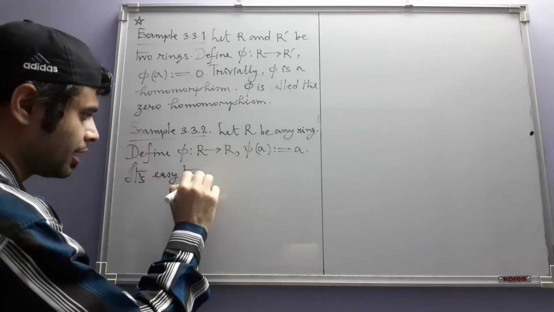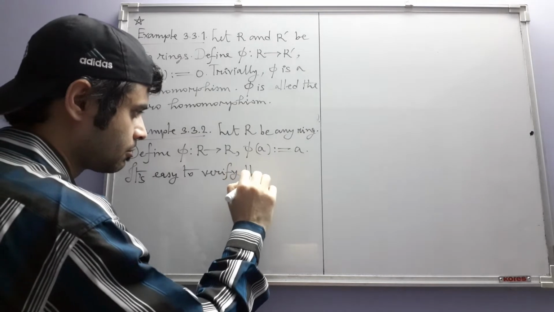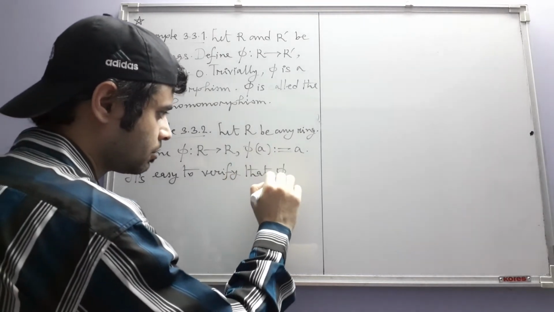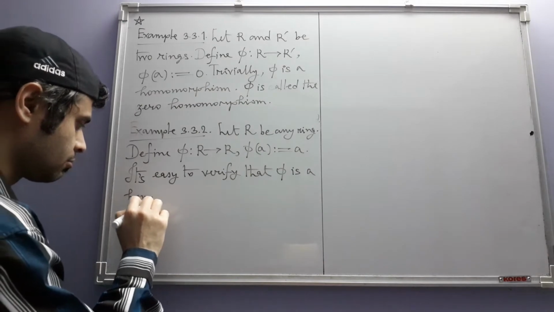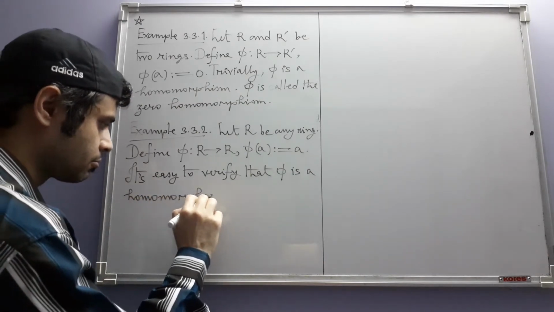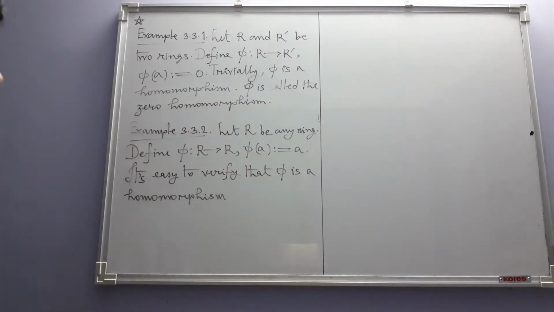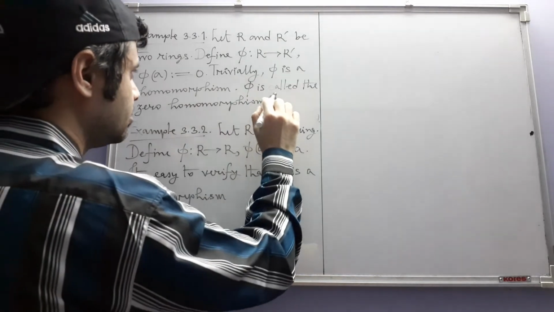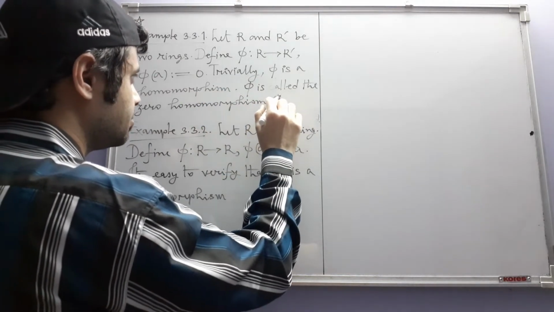It's easy to verify that phi is a homomorphism, just like the previous example. Oh, and one more thing I forgot. Sorry about that. Is a homomorphism. I can write it here.